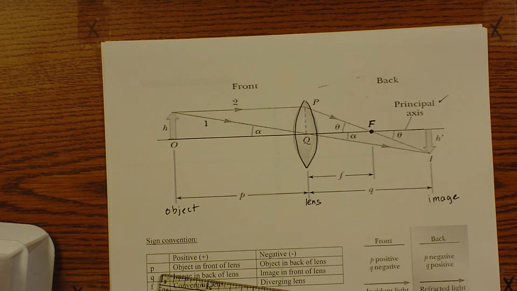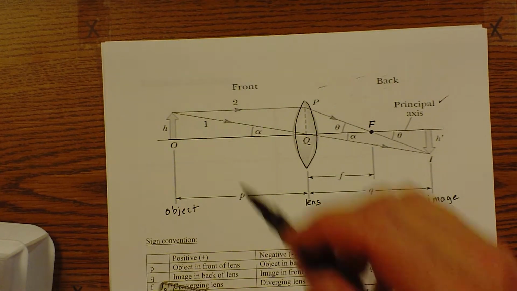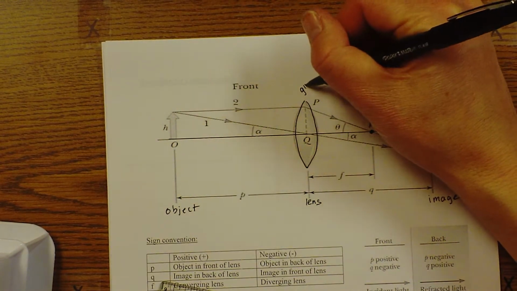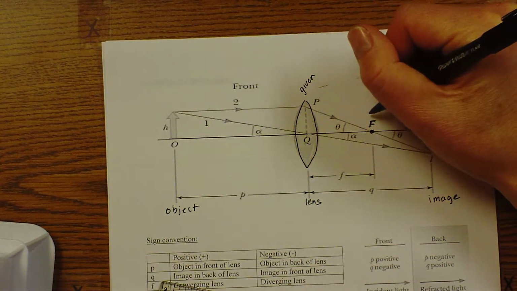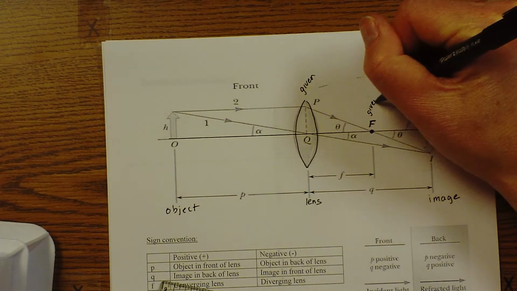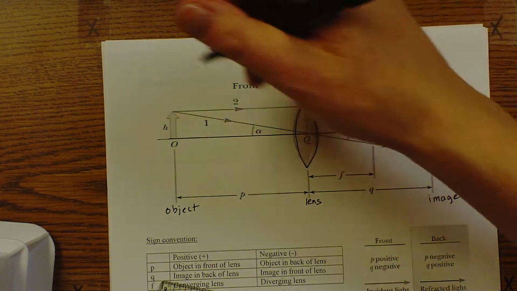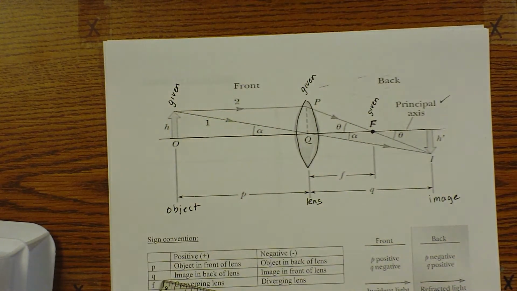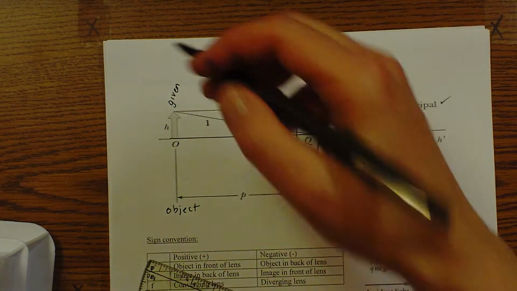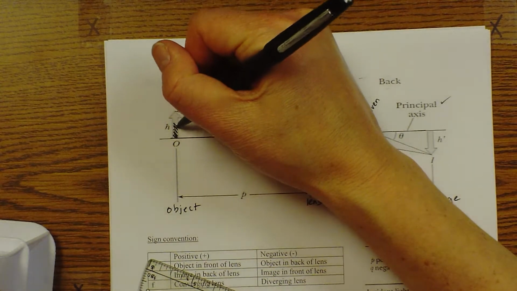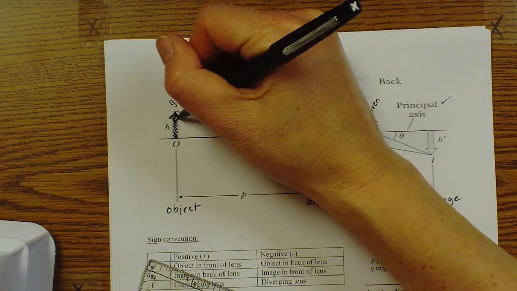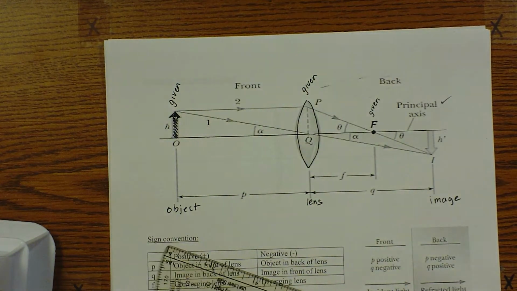And what we do to locate the position of the image is this. First of all, you must be given a lens, and you must be given a focal length. You must also be given an object and its location. Based on those things, you can determine the location and size of the image. So let's take a look at how to do that.